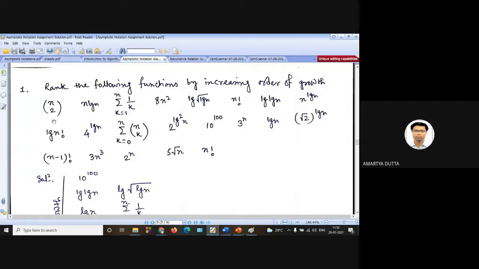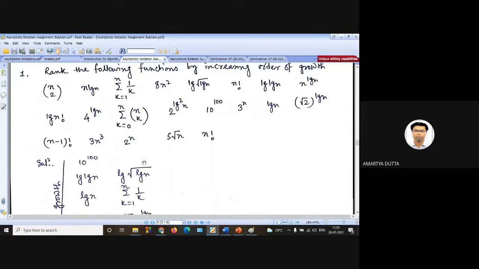Among these functions, 10 to the power 100 has the lowest growth. Why? Can you justify? It's a constant. Suppose this is 10 to the power 100 to the power 1000 to the power 1 lakh; this also has the same growth, that is, it is also constant.